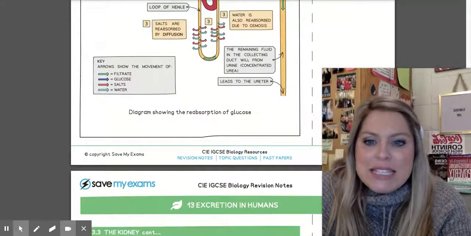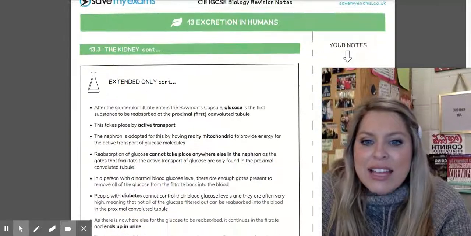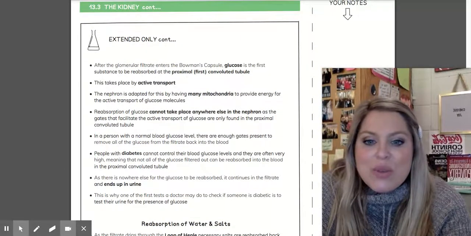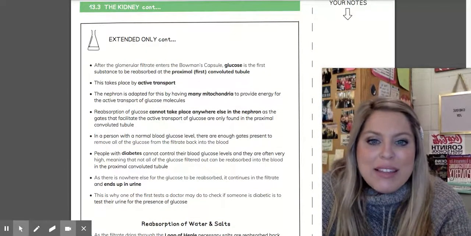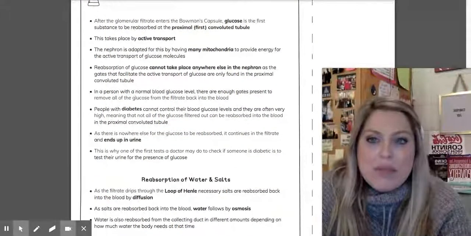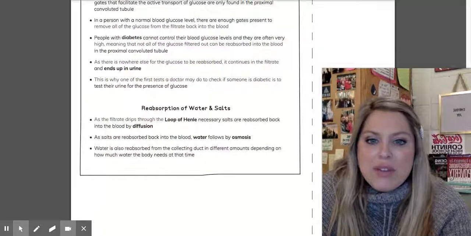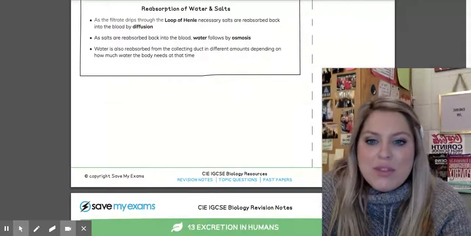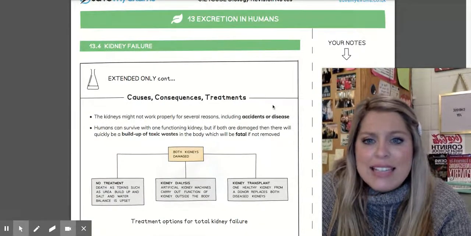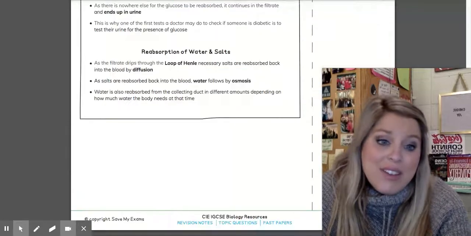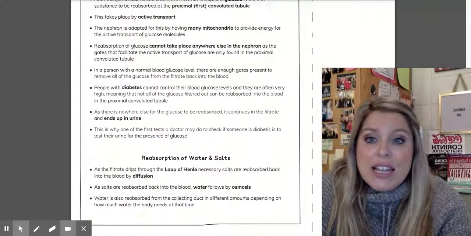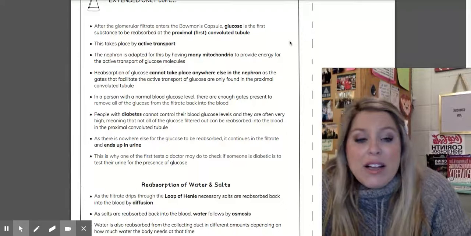Okay, so let me see if we have anything else. All of this will be listed in your notes that's here. You can pause the screen and read through this if that would be helpful for you. But again, I'll provide some notes for you. The next thing that we'll talk about is kidney failure, because we need to understand what's going on there.